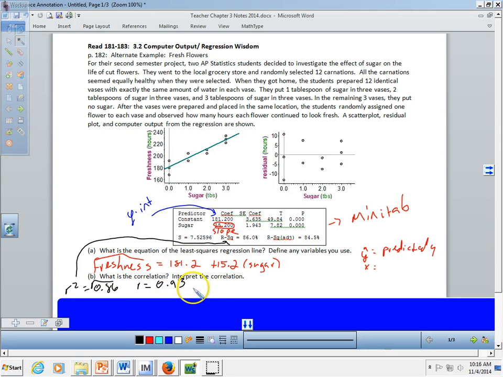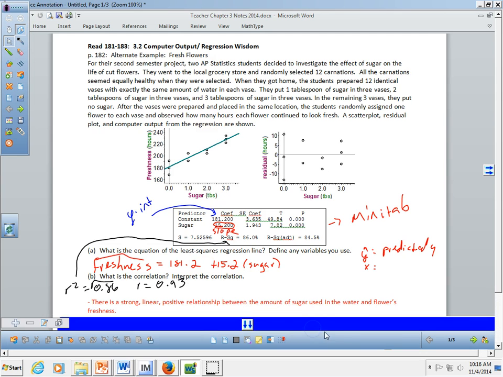What does that mean? Well, if R is positive 0.93, then it lets us know that there's a strong, linear, positive relationship between the amount of sugar used in the water and the length of the flour's freshness. That might be a better way to say that now that I'm looking at it. But that's what it means. And you've got to include your context. You've got to include what the situation is that we're talking about.